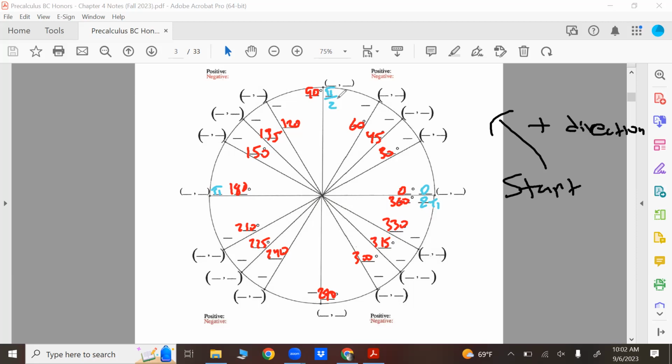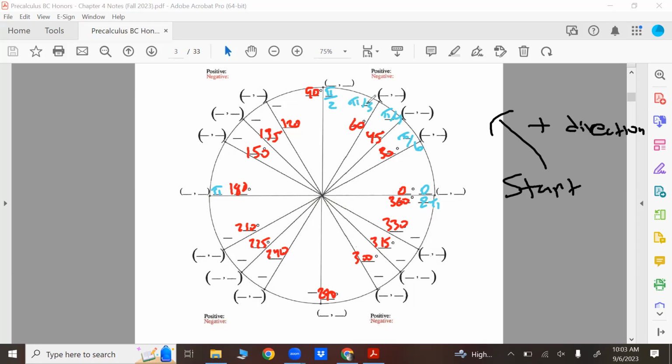Okay. Let's look at the first quadrant. Let's look at 30. 30 is what fraction of 180? That's it. One sixth, so pi over 6. 45 is what fraction of 90? One half. So 45 is half of 90, half of pi over 2 is pi over 4. Or a fourth of 180. 60. Isn't 60 double 30? Or a third of 180? Pi over 3.